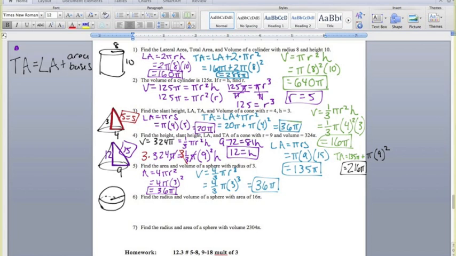The next one says find the radius and volume of a sphere with an area of 16 pi. So since it gave me area, we're going to start with the area formula, 4 pi r squared. I can begin by dividing both sides of this by 4 pi. All the pi's cancel out, and I end up with 16 over 4, which is 4. And on the other side, just an r squared. So I get a radius of 2.